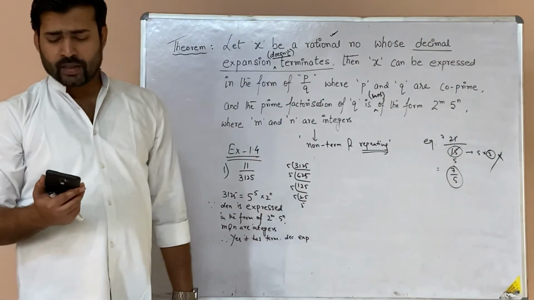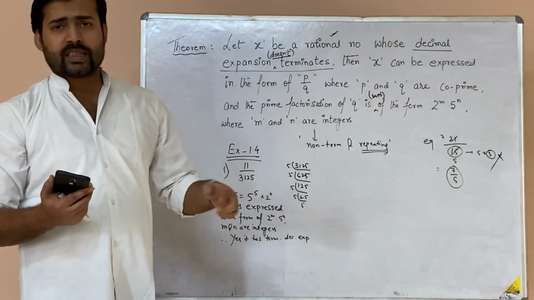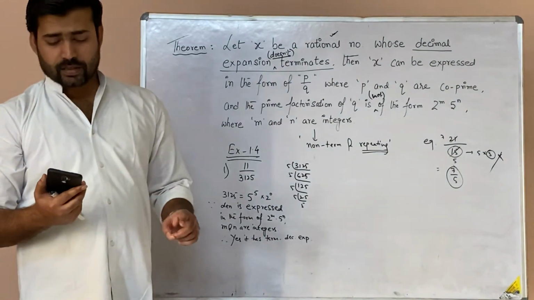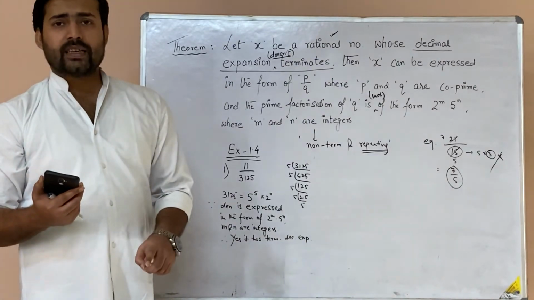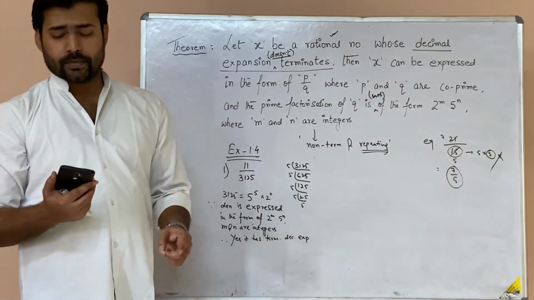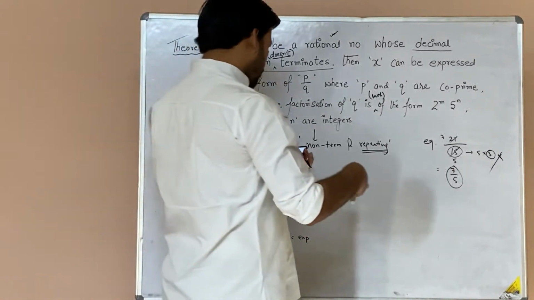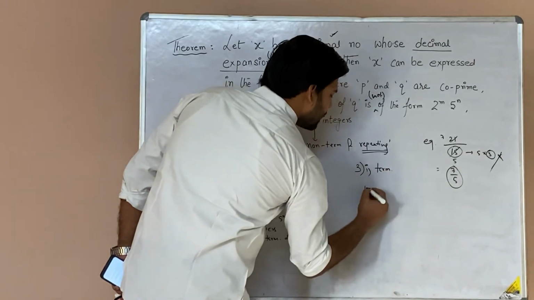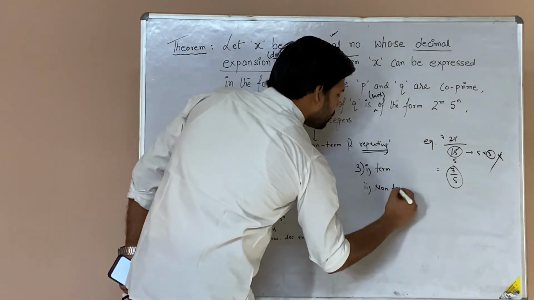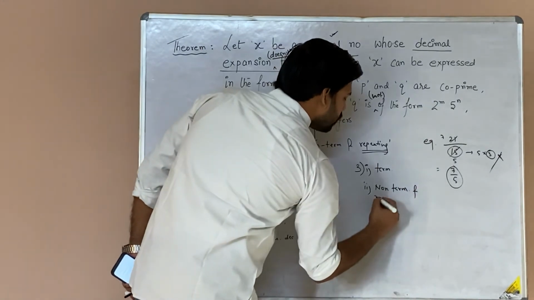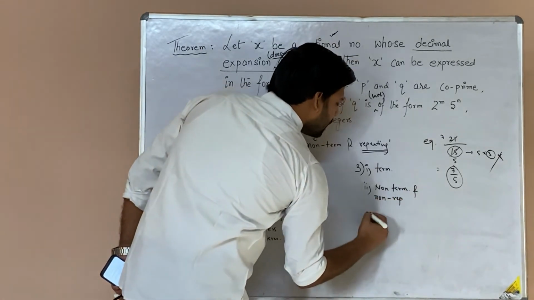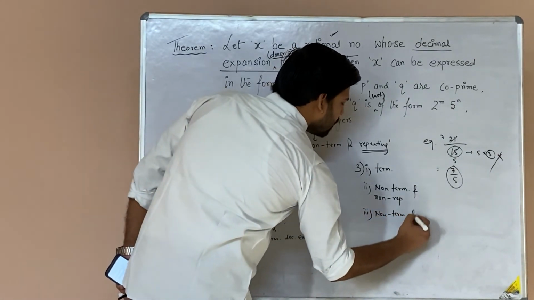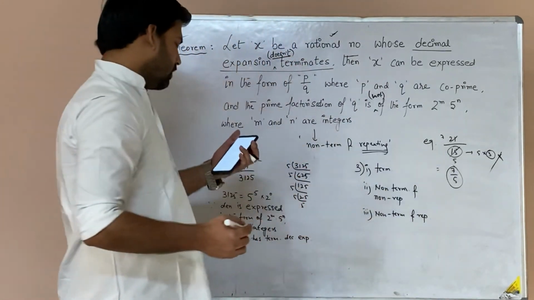And the third one has a bar, which means it is repeating. Repeating is again a type of rational number. So I am writing down one by one. Question number 3, first part, that is terminating type. Second one, non-terminating and non-repeating. And the third one, non-terminating and repeating. This is the decimal expansion.